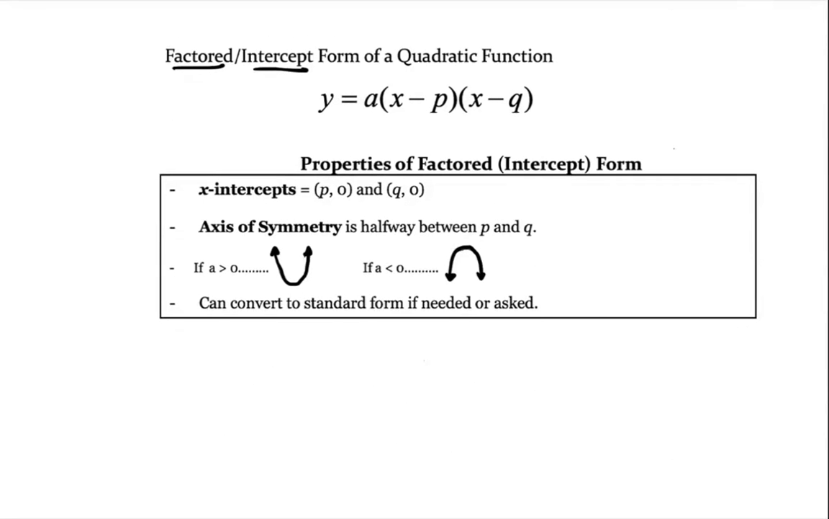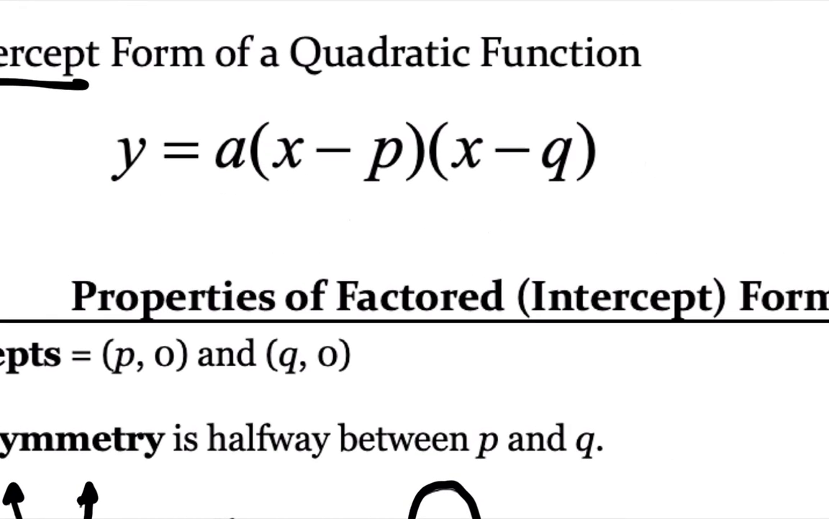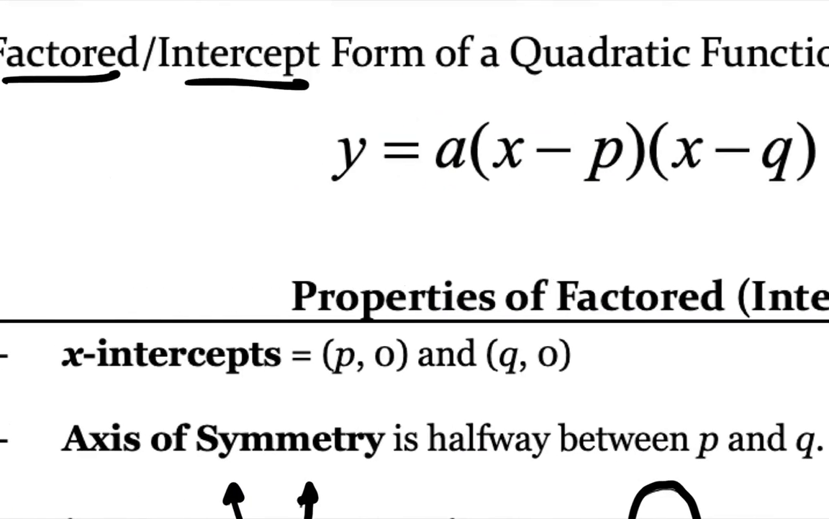Okay. The next one is factored form. I call it factored form, but I've seen it called intercept form. So I gave you both names. This part right here kind of looks like what you did on the quiz, right? X minus something, or X plus something, right? Kind of looks like what you did on the quiz when you factored, right? That's why it's called factored form. Okay. A is still out here.